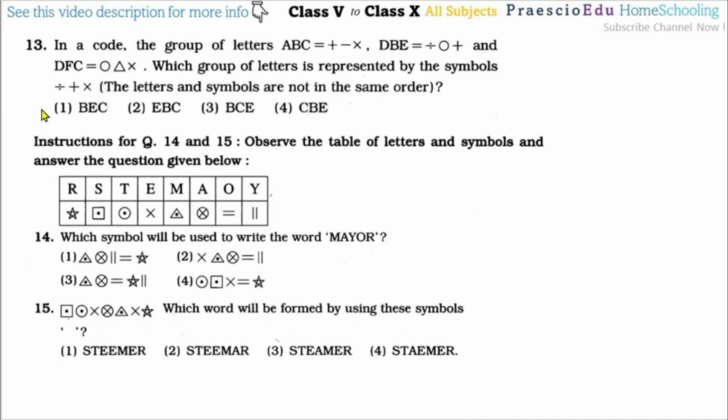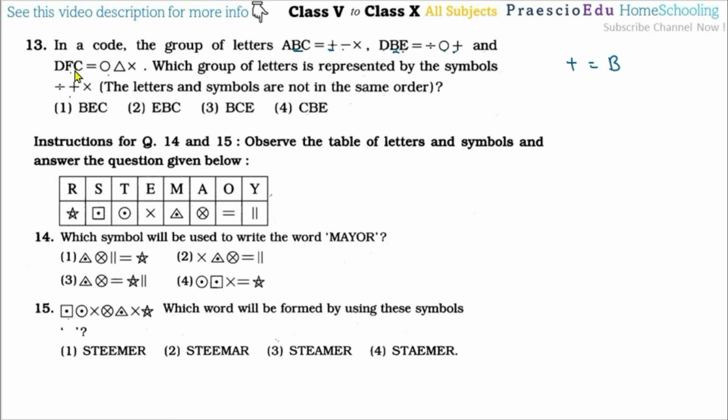Then question number 13. In a code, the group of letters A, B, C is equal to this symbol. Then D, B, E are shown in the symbol as shown here, and D, F, C in this symbol. Which group of letters is represented by the symbol like this one? The letters and the symbols are not in the same order. For this one, the common letter in these two is B, and here the common symbol is this one. So this symbol is equal to B.